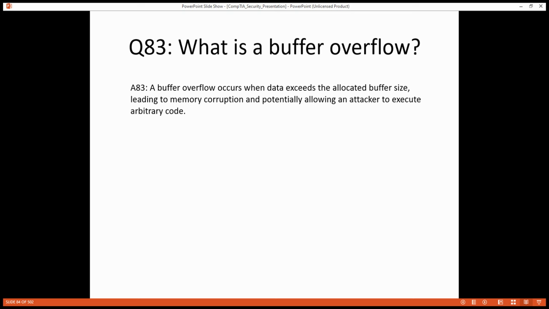Q83. What is a buffer overflow? A83. A buffer overflow occurs when data exceeds the allocated buffer size, leading to memory corruption and potentially allowing an attacker to execute arbitrary code.